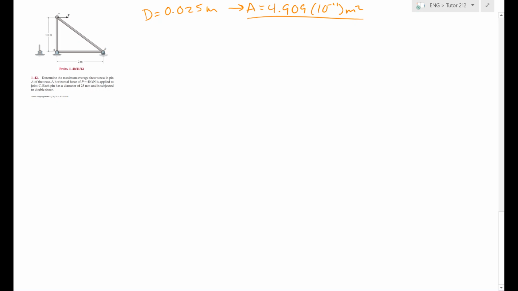And we're trying to find the average shear stress, the maximum average shear stress at pin A. And it does say right here that it's under double shear, and we'll see what that looks like when we get to the free body diagram of the pin.